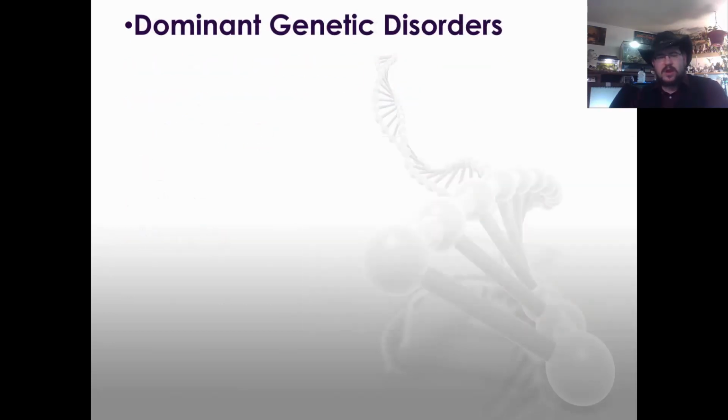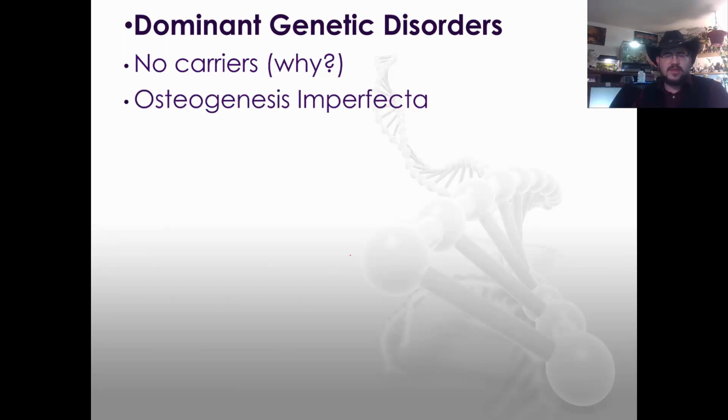So why are there no dominant genetic disorder carriers? Oh yeah, that's right. Literally because if you have one allele for the disorder, you have the disorder. You can't be a carrier. A carrier doesn't express the disorder. So some dominant genetic disorders include osteogenesis imperfecta.